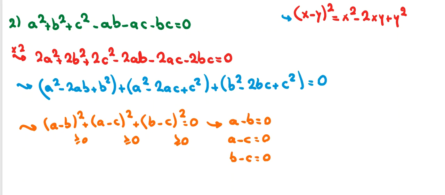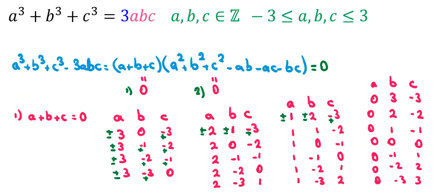And then what can we conclude? From the first part, a equals b. From the second equation, a equals c. And from the third equation, b equals c. If we consider all of them, a equals b equals c, so they should be equal numbers. But in the previous case, we should count the cases that we have not counted already. If a equals b equals c equals 0, this is the only answer common to both cases, so we don't count it again.